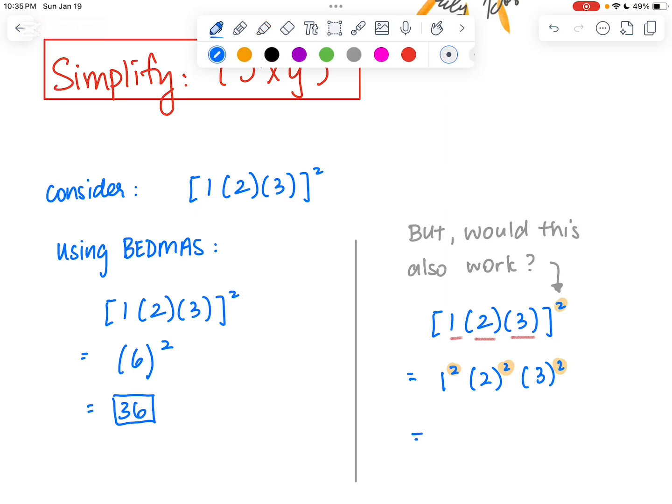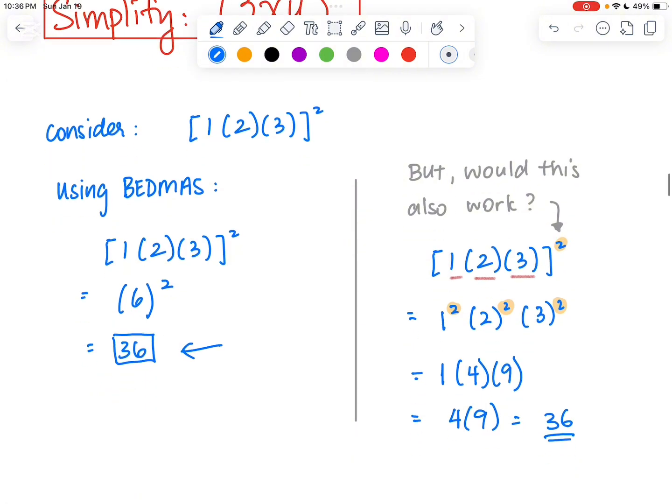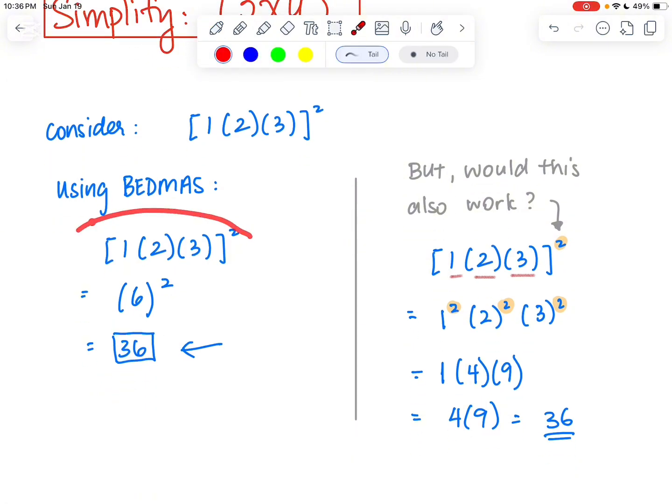Okay, now let's just prove to ourselves that that's true. So at this point, let's keep going. This would have given us 1 squared is 1, times 2 squared is 4, times 3 squared is 9. Multiplying, I get 4 times 9, which is still 36, which is the same. So what this proves is, now if you're given a question like this, we really are going to want to follow BEDMAS. It's the most efficient way and it always gives us the right answer.